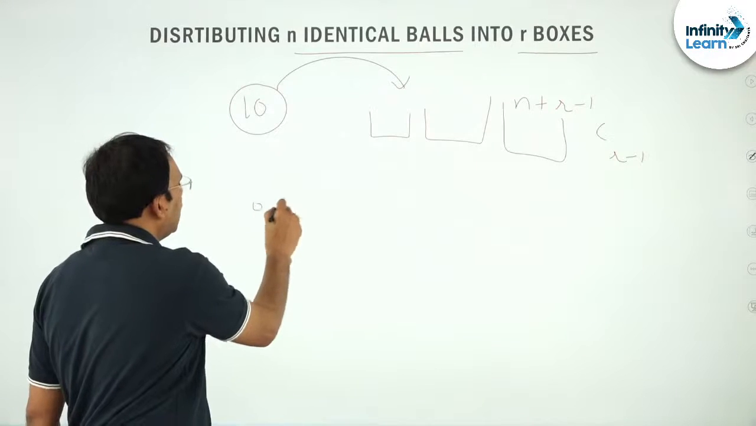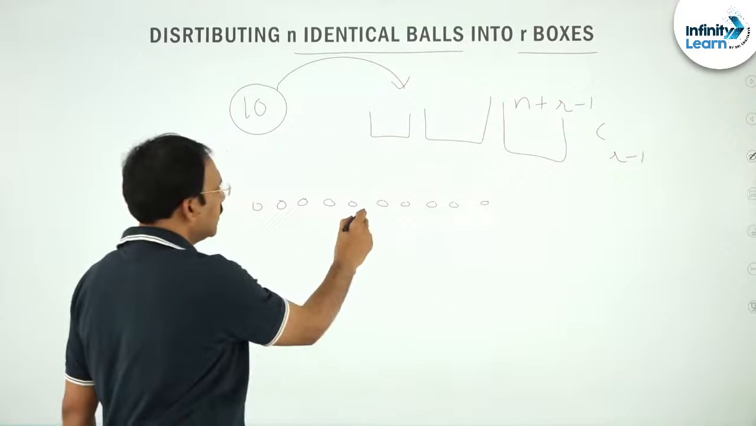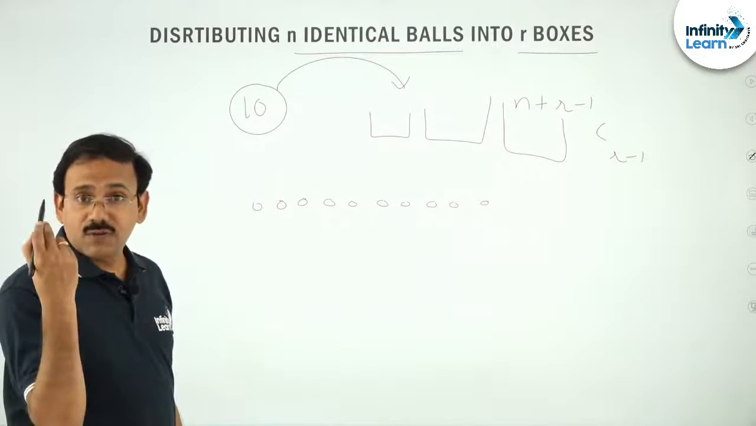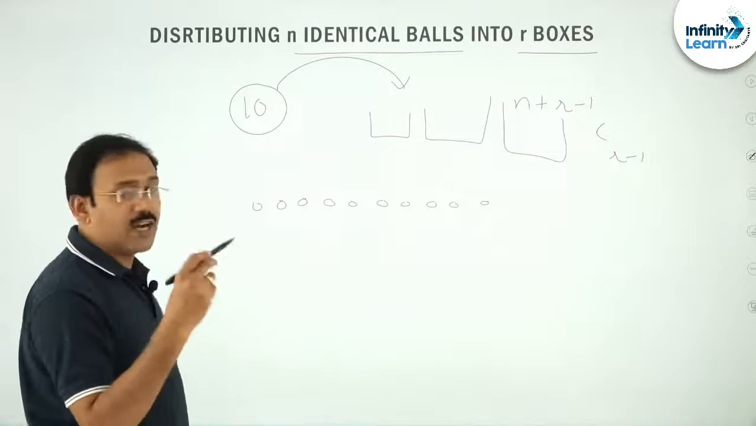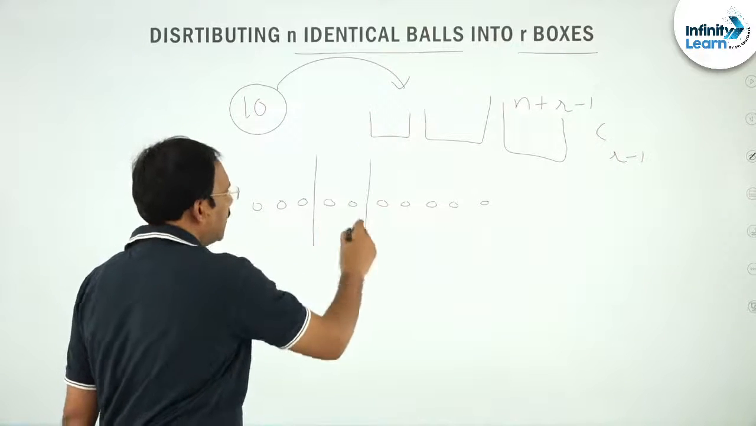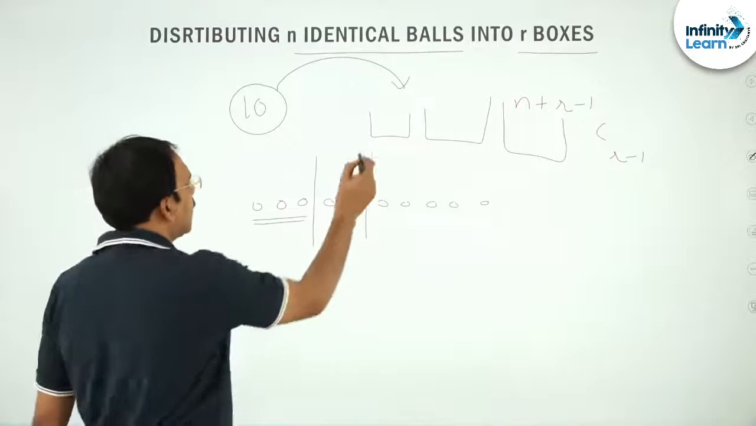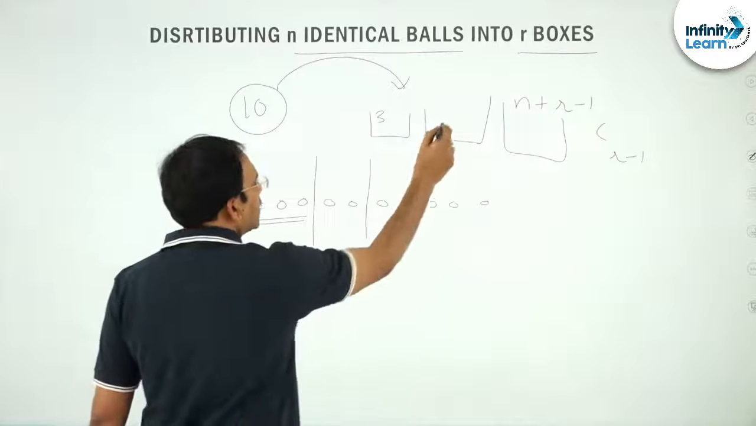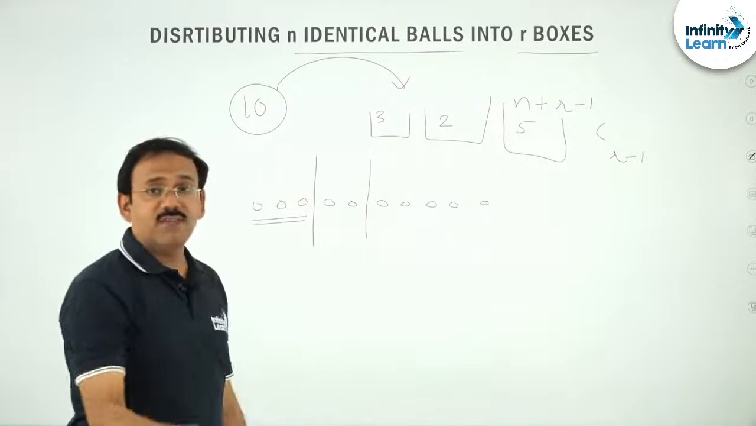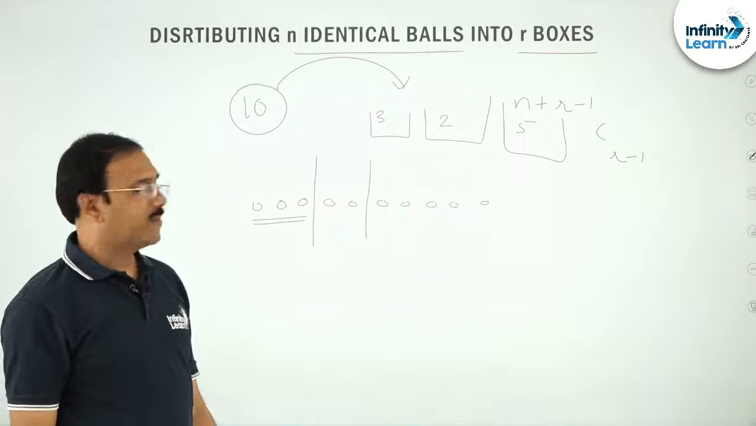Since there are 10 identical balls, you write 10 identical balls on the ground, this is 5 and 5, 10. If at all you want to divide into 3 boxes, you just take 2 lines. Suppose you have drawn one line here, one line here, two lines are enough. The number of balls before the first line you write here, between the first line and second line you write here, and the right side of this you write here. So 3, 2, 5 is one way of distribution. They are identical, so which 3 it is does not matter, right.